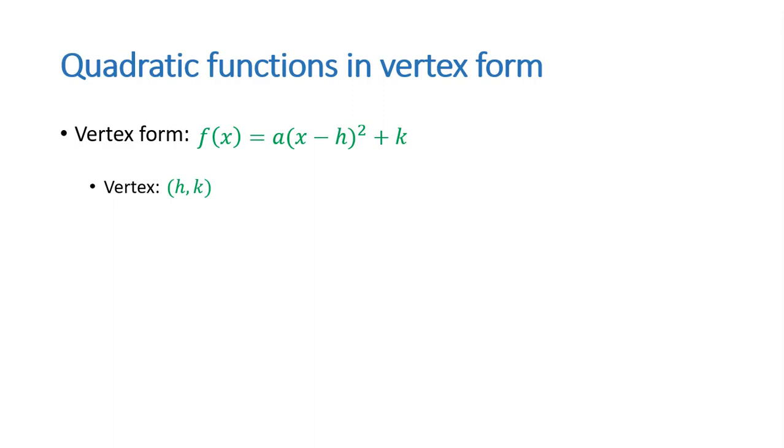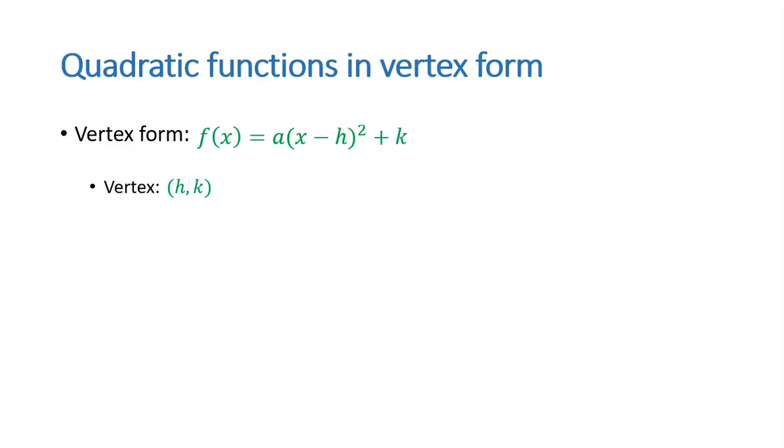So it's the same kind of idea here. In order to get the x coordinate for the vertex, which is going to be a point in the coordinate plane, we'd use the opposite sign. So if h is subtracted, we're considering h to be a positive number. If h is added, we're considering h to be a negative number.